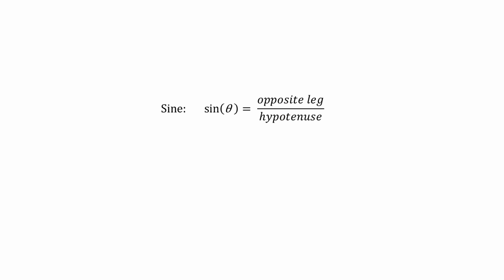A trigonometric function is simply a ratio of two sides of a right triangle when you give an angle to that function. For example, the trigonometric function sine of an angle is equal to the opposite leg divided by the hypotenuse, and the cosine function of the same angle is equal to the adjacent leg divided by the hypotenuse.